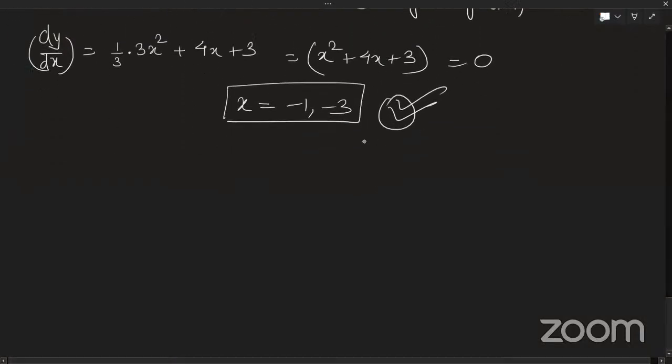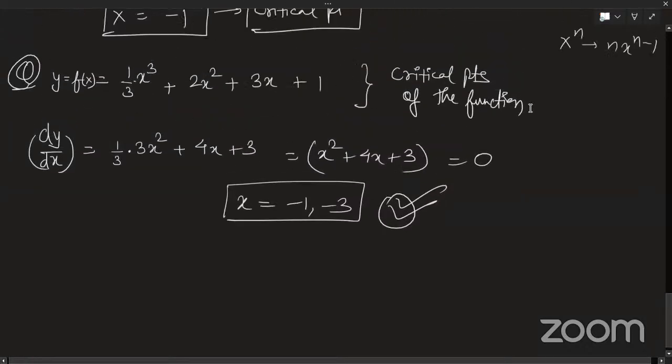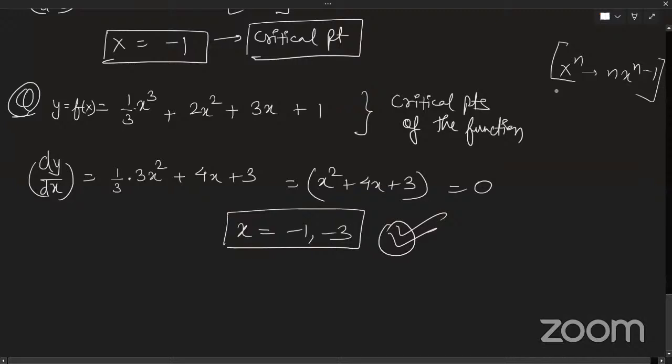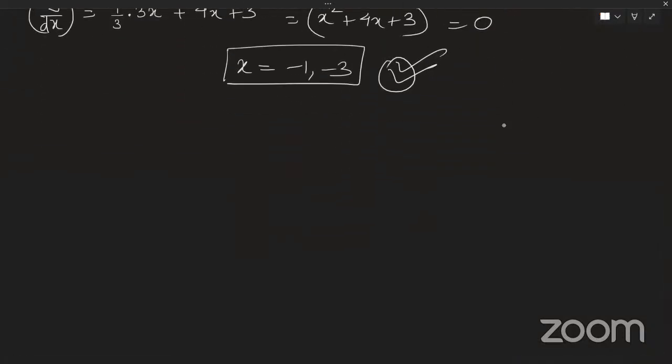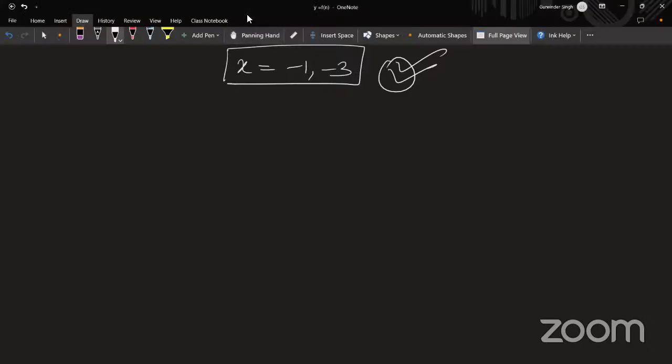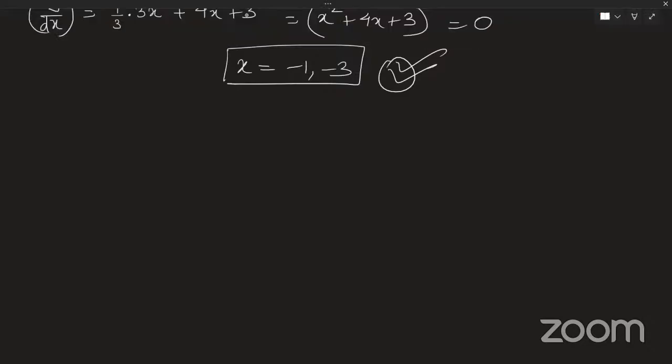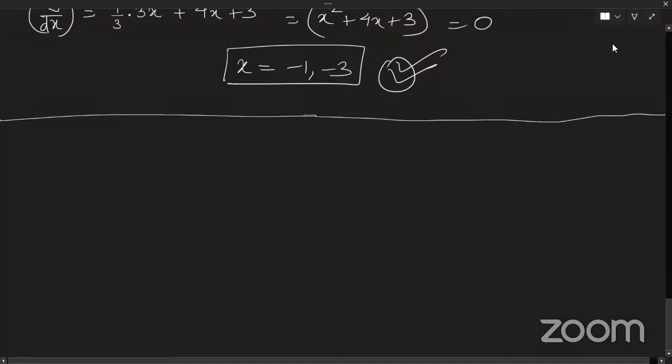Manoj, did you get it? See, the derivative of x raised to n is n multiplied by x raised to n minus 1. So here we had 1 by 3 multiplied by 3x square, plus 4x plus 3. Gayatri, did you know this? Great. Because you got the correct answer, I am assuming you used the correct method. Now we have found out what critical points are. Basically there are 4 types of critical points.